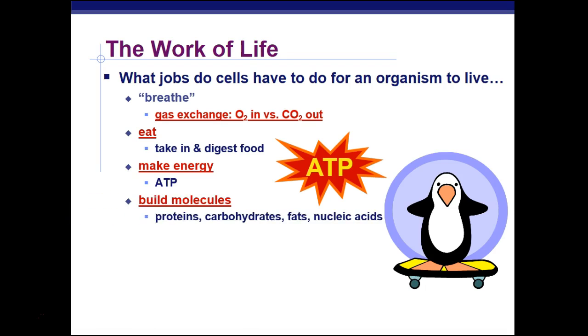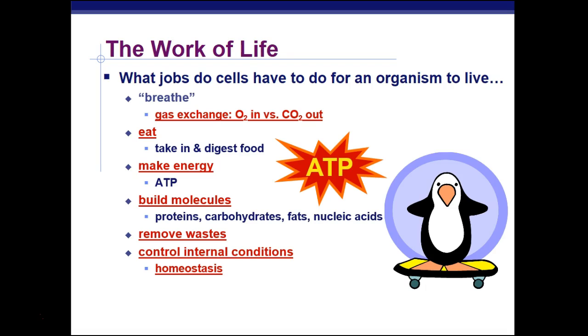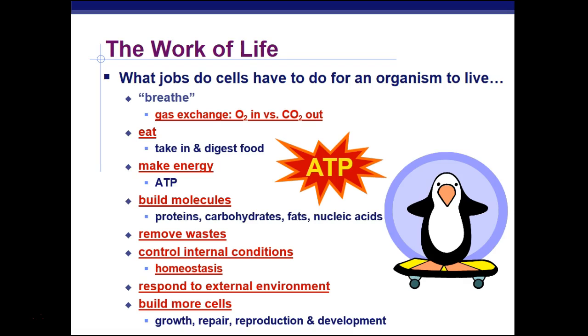And of course, they have to build more complex molecules like the macromolecules, the polymers we just learned about in biochemistry, the proteins, the carbs, the lipids, and the nucleic acids. Cells also have to remove waste products. They have to regulate internal conditions. We call this homeostasis. We'll spend a lot more time talking about this next semester. They have to respond to their external environments. They have to be able to adapt to changing conditions. And of course, cells have to build more cells. They have to reproduce themselves for growth, for repair, but also for general reproduction and development purposes.